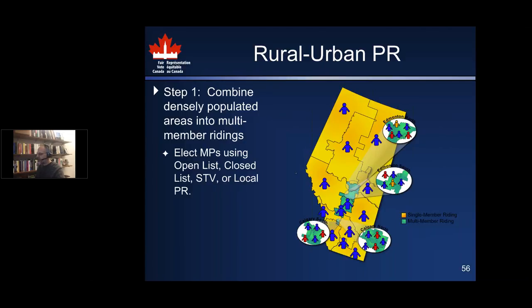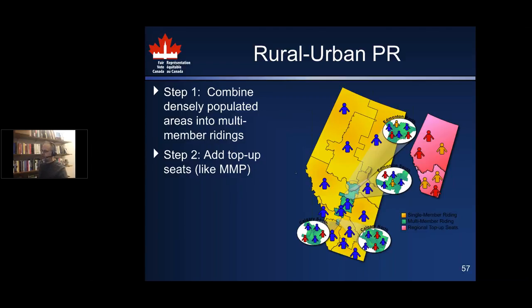More than half of Canadians live in those kinds of concentrated areas that can benefit from multi-member ridings without getting things out of hand size-wise. So step two, then, is to add some top-up seats, like mixed-member proportional.